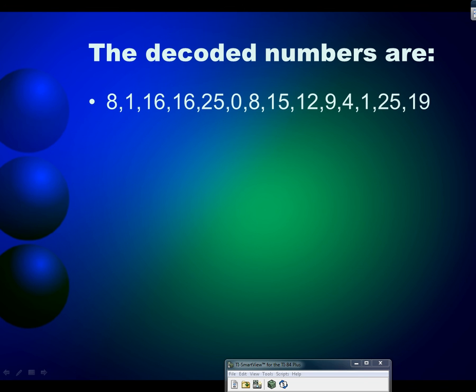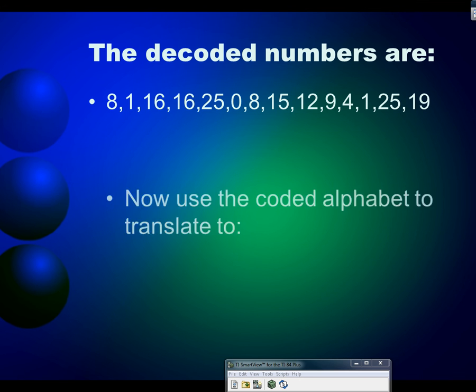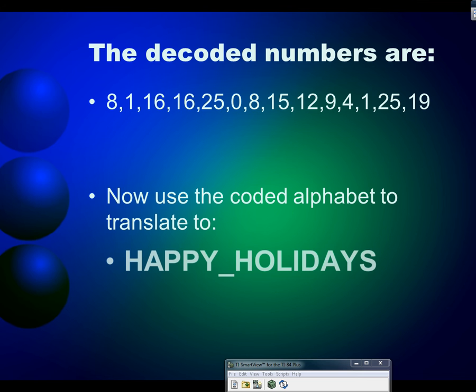Now I just turn each of those into a letter. So 8 is A, B, C, D, E, F, G, H. 1 is A, 16 is P. I thought I was going to go through this bit by bit, but it's just going to give us a message, and that was a top secret message that I didn't want anybody to know about.